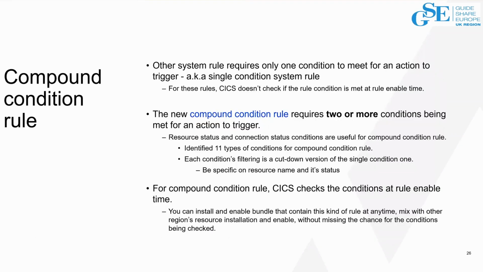So I think I've probably said most of it on this slide here via the pictures. Other system rules only require one condition. This is multiple conditions. And the difference here is that for a compound condition, as soon as it's enabled, we will evaluate it at enable time to see whether all the conditions are satisfied. If not, we will wait, and when they are, we will fire the action.